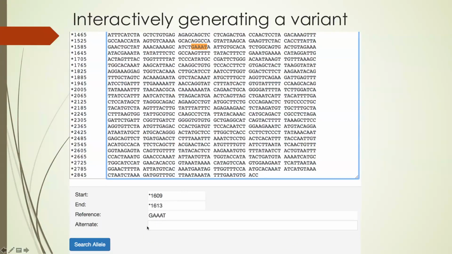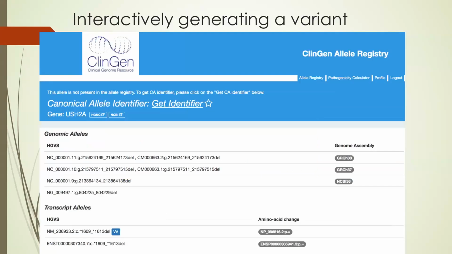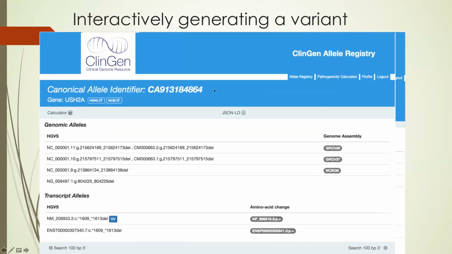You can either enter, say, that you want to delete this and enter something else, or that you just want to delete this. You can either put something in the alternate allele box or not, and it will return a result for that allele, whatever it is, and however it maps to other transcripts. If the variant's not in the allele registry, you'll get this notification right here, and if you click that, it will generate a new allele ID for you, and you can use that for your curation.